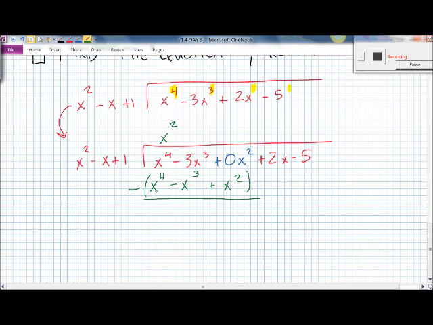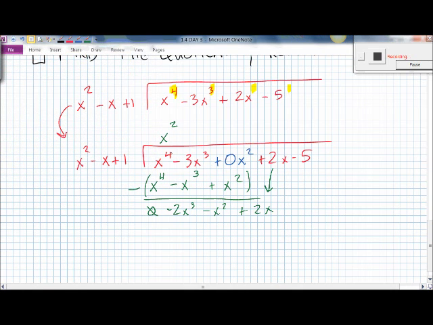Okay, here we go. X to the 4th minus x to the 4th is 0 by design. Sweet. Negative 3x to the 3rd plus x to the 3rd. How much is that? Negative 2x to the 3rd. Good work. 0 minus x squared is a negative x squared, and we bring down the positive 2x. Everybody feeling good?